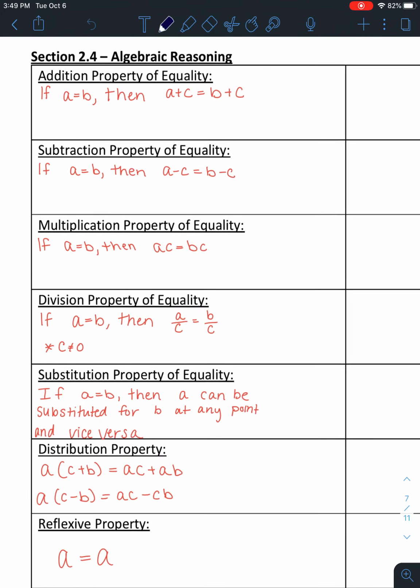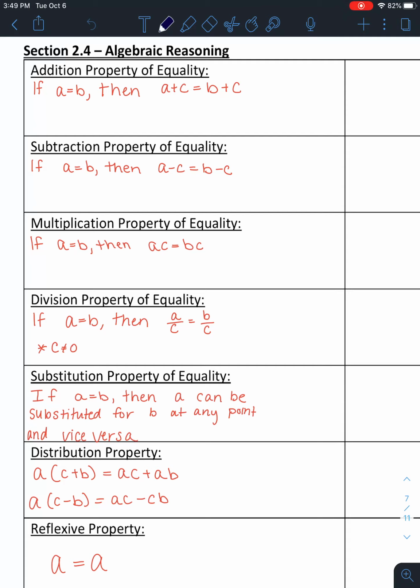So the first thing we're going to talk about is the addition property of equality. This is basically saying that if we add something to one side, we have to add it to the other. Subtraction property of equality is the exact same thing, except if we subtract one thing from one side, we have to subtract that same thing from the other side. Multiplication property, again, if we multiply one side by something, we have to multiply it by the other.